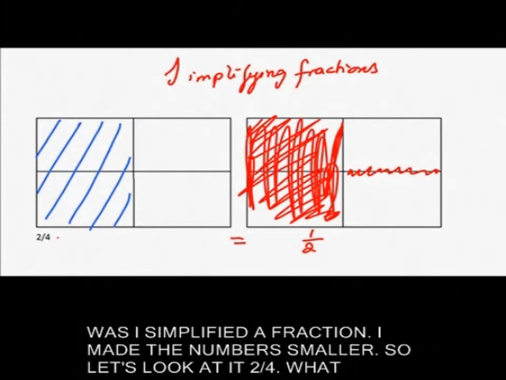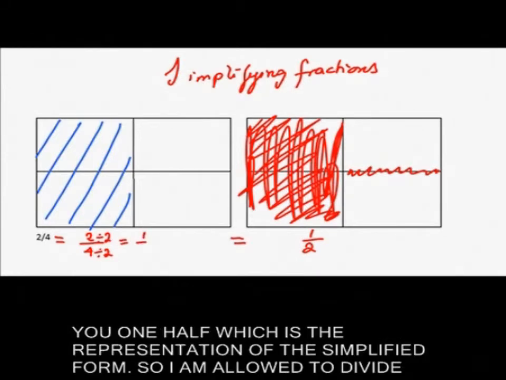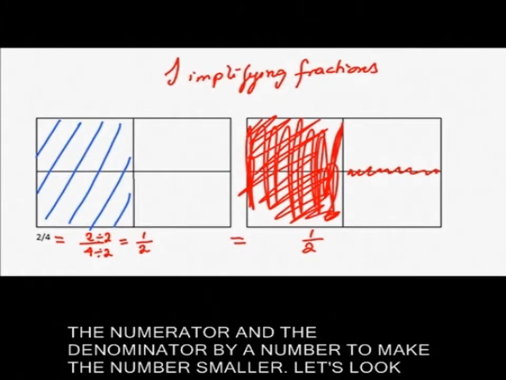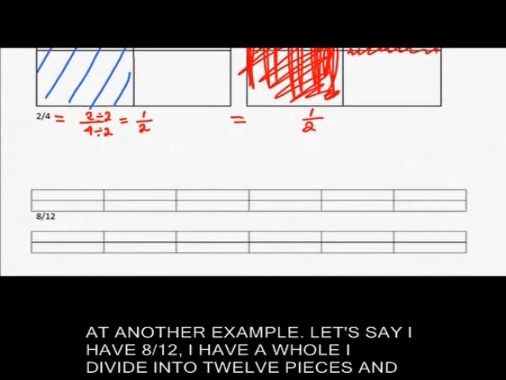So let's look at it. 2/4. What you're allowed to do is divide the top by 2 and divide the bottom by 2. And I'll give you 1/2, which is the representation of the simplified form. So I am allowed to divide the numerator and the denominator by a number to make the numbers smaller. Let's look at another example.